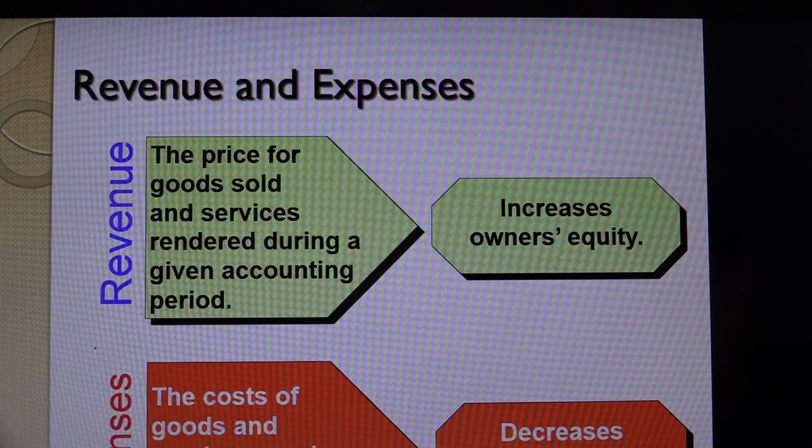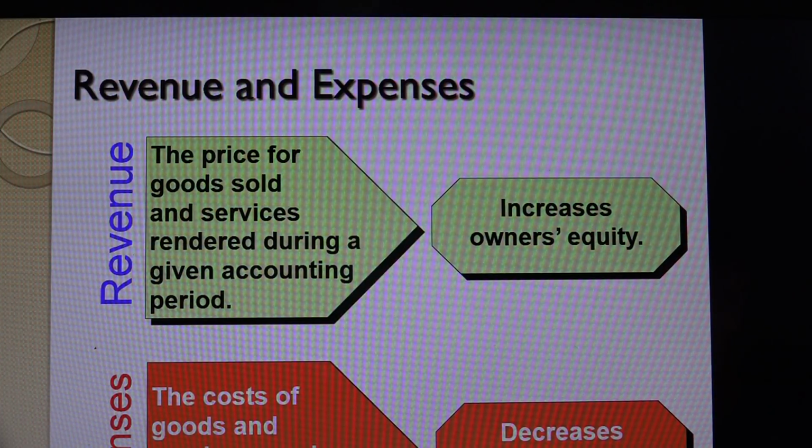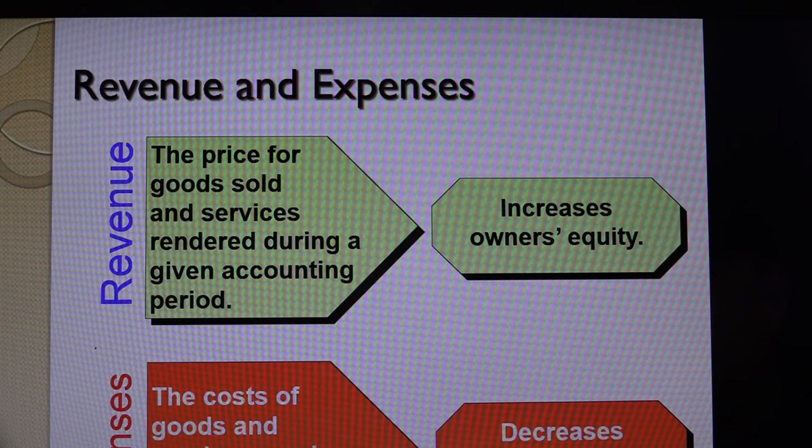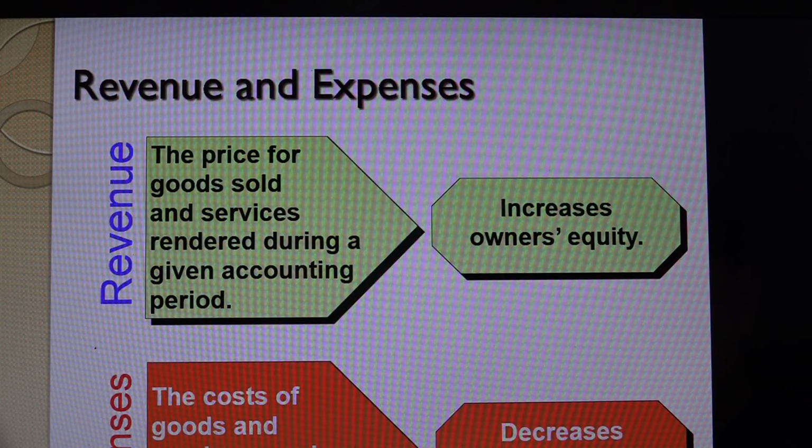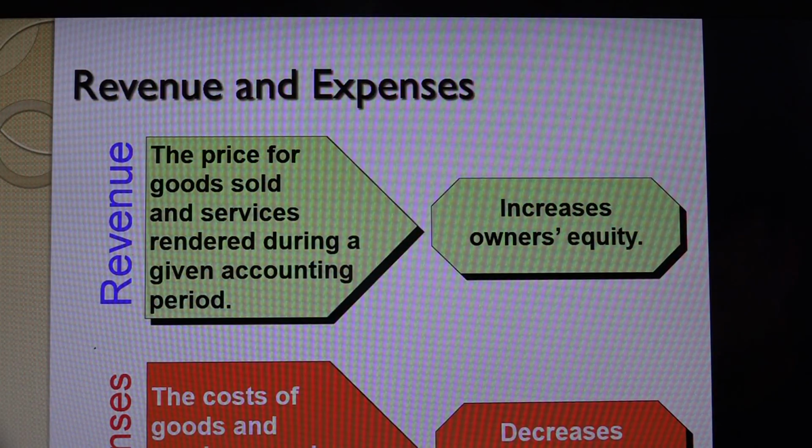Now, what is a revenue? Well, it's the price for goods sold and services rendered by a company during a particular accounting period. Again, revenues increase owners' equity. Expenses are the cost of goods and or services used in the process of earning this revenue. And of course, as you've seen, expenses decrease owners' equity.